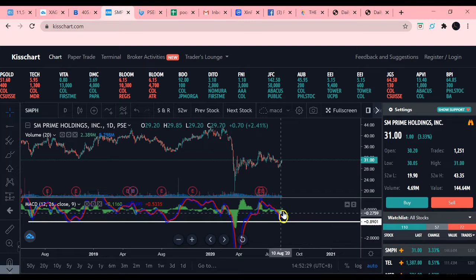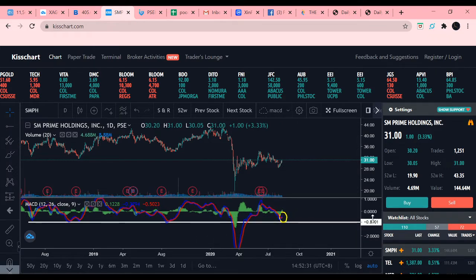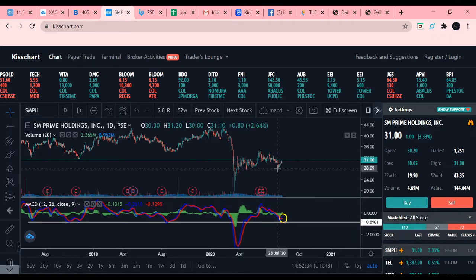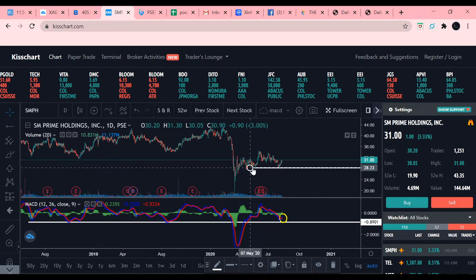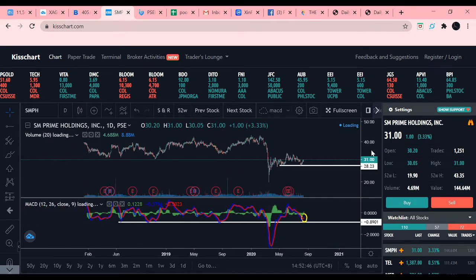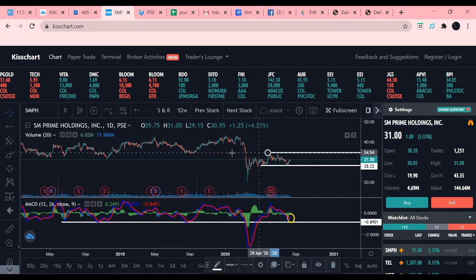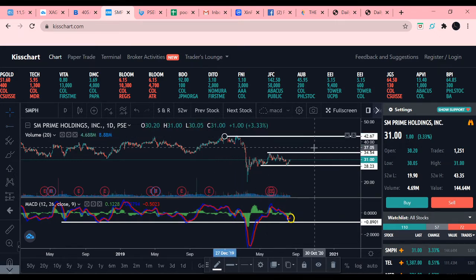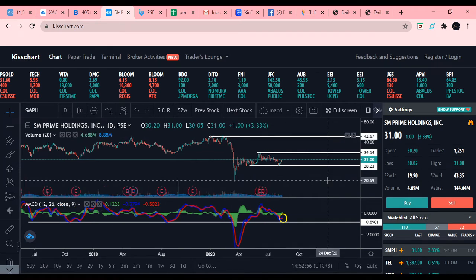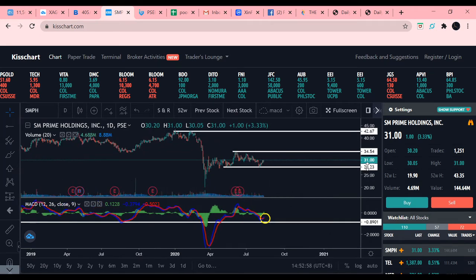So, nakita nyo, yung kulay blue or yung MACD line is pataas. So, of course, I'm also expecting a bounce from here. So, eto na yung tinitignan ko na support area. And then, of course, yung TP area ko, SM Prime. Siguro, pwede akong mag-TP1 dito and then TP2 here. Around the 42 area. Pwede naman yun.